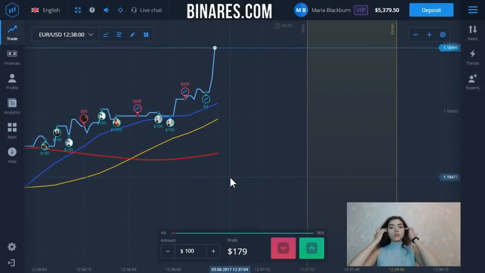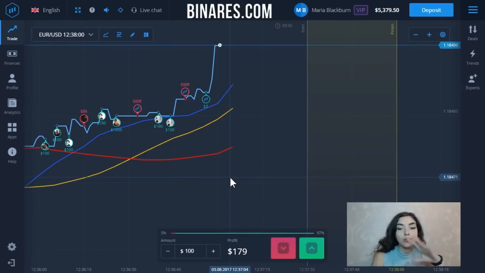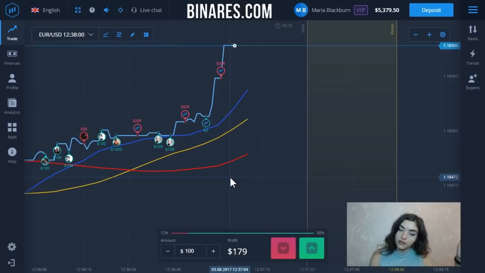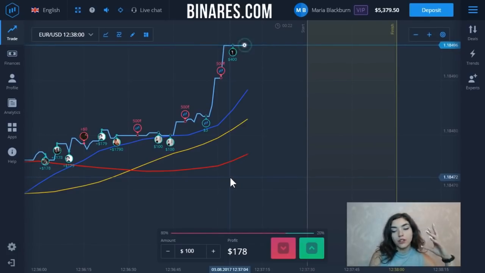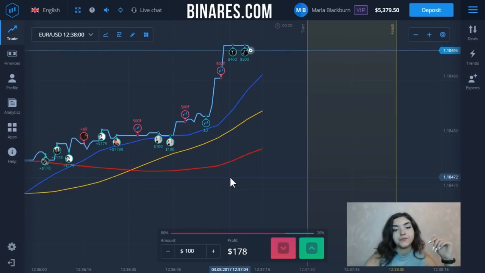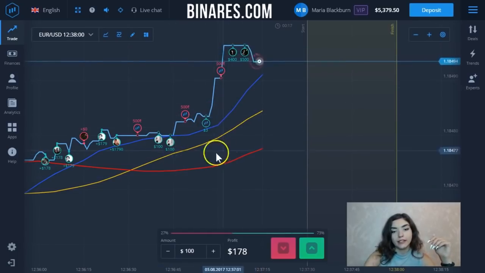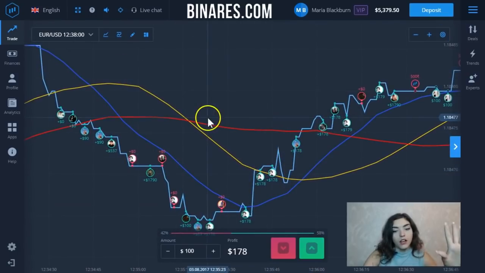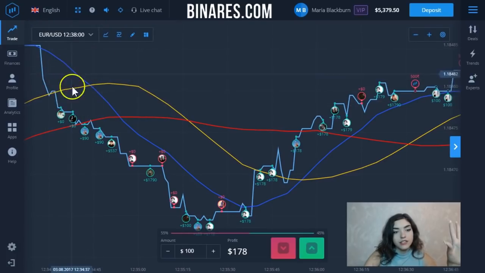Okay, so on the screen, guys, you see 3 lines. The red line is the moving average of the trend. So we are waiting actually for the intersection of the blue and yellow line. Let me show you. Here is on the platform good example. We see here intersection and here intersection.